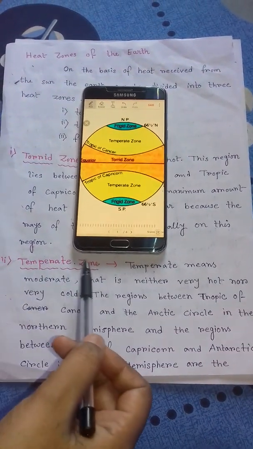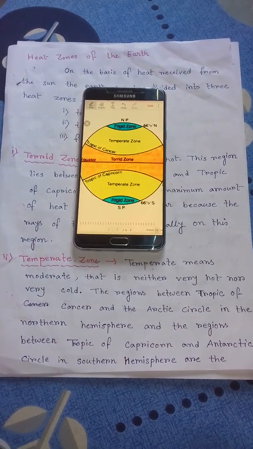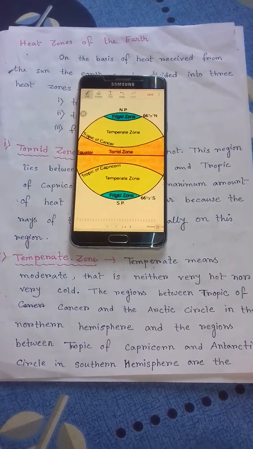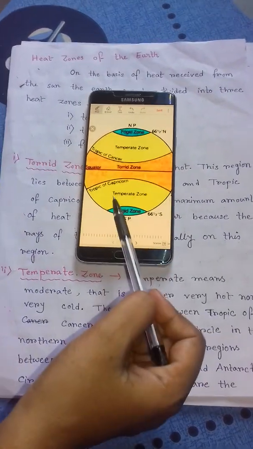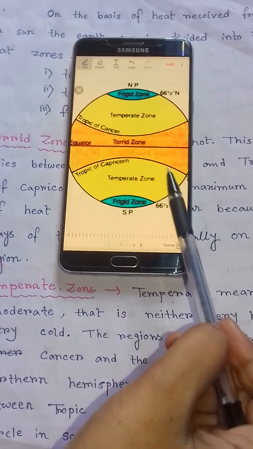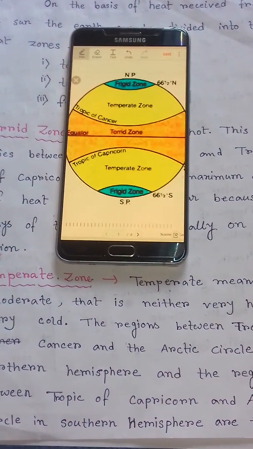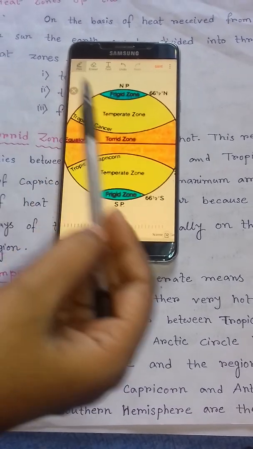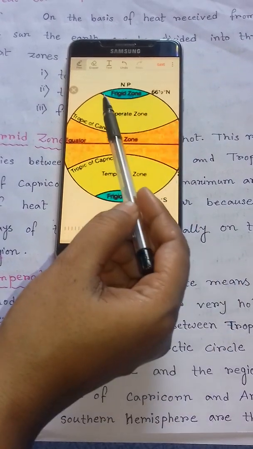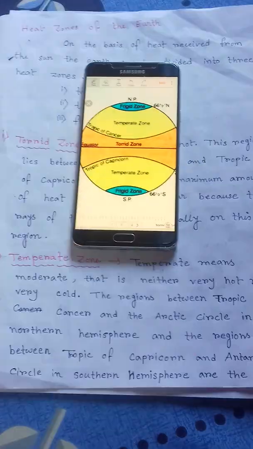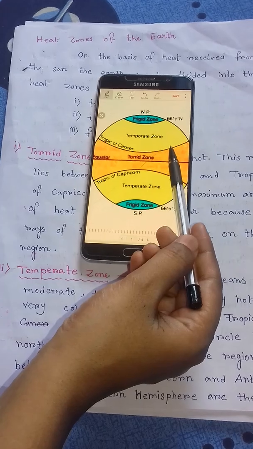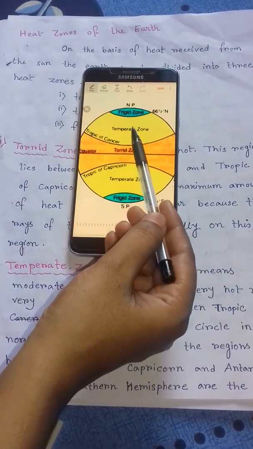Next is temperate zone. Temperate means moderate, that is neither very hot nor very cold. Look at the picture here. These both zones are called temperate zone. In the northern hemisphere, this region lies between Tropic of Cancer and the Arctic Circle. Sorry students, this temperate zone lies between Tropic of Cancer and Arctic Circle in the northern hemisphere.